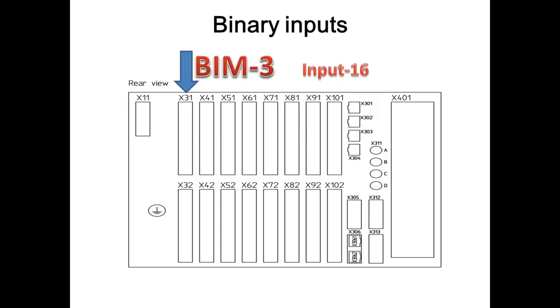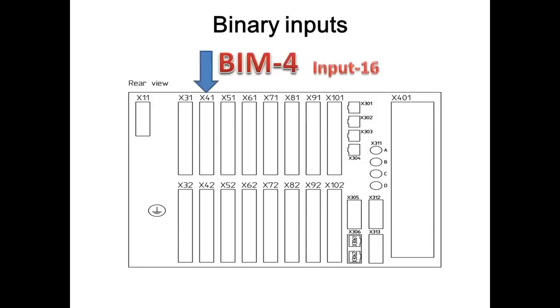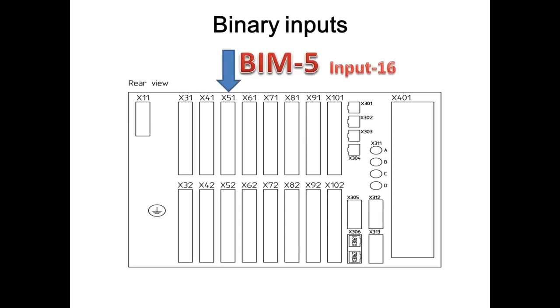Let us take an example X31 and 32. When you combine these two cards, if it has 16 binary inputs, then the application name will be BIM underscore 3. If the binary inputs are on X41 and 42, then BIM hyphen 4. The naming will be like that.